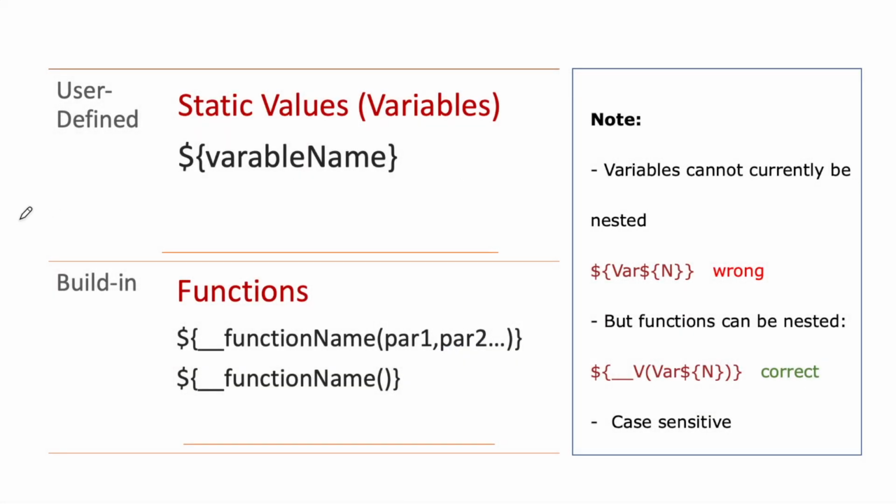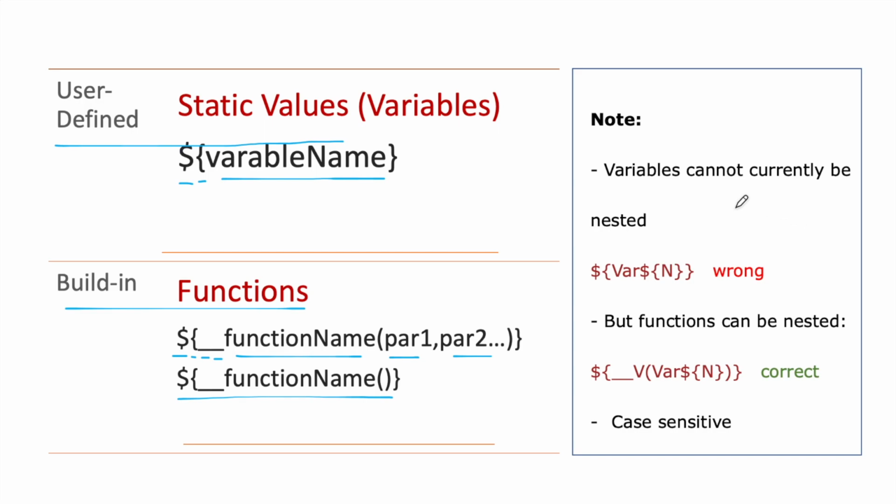Okay, in JMeter, we have two kinds of functions. One is user-defined static values, usually called variables. It starts with a dollar symbol, brace, and the variable name. Another one is built-in functions. We have around 50 built-in functions in JMeter. It starts with a dollar symbol, brace, double underscores, and the function name. If there are any parameters, we put them here. And this one is a function without any parameters.